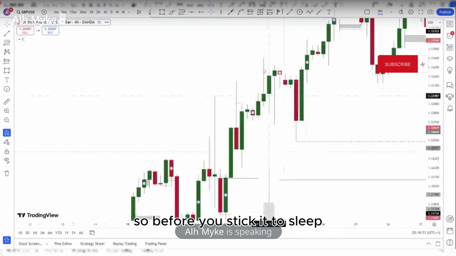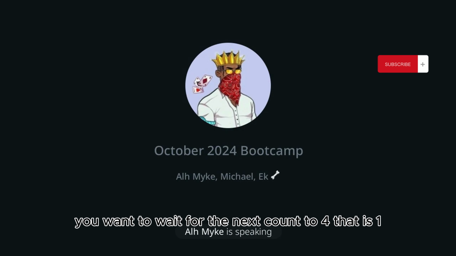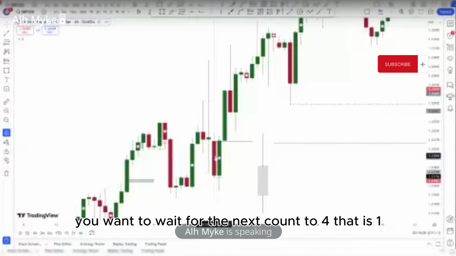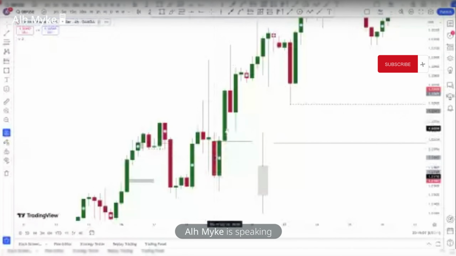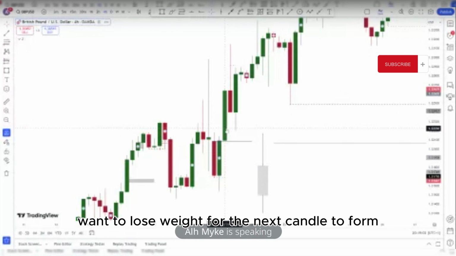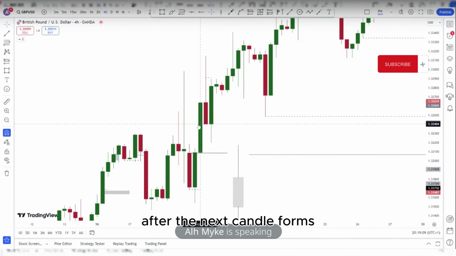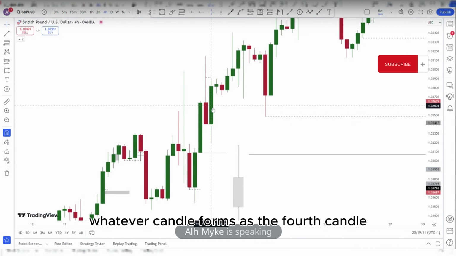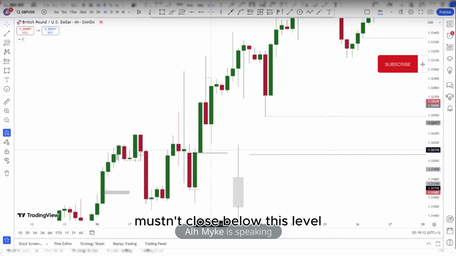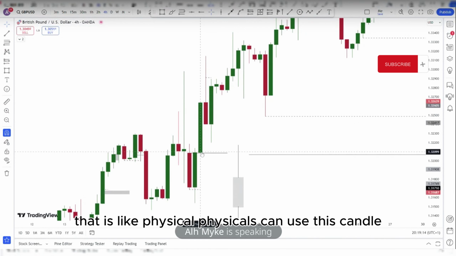So for the power of this liquidity sweep, you want to wait for the next candle to form. That is 1, 2, and 3. Always wait for the next candle to form. Now, the basic rule is this: after the next candle forms, whatever candle forms as the fourth candle mustn't close below this level. That is the basic rule. It mustn't close below this candle.